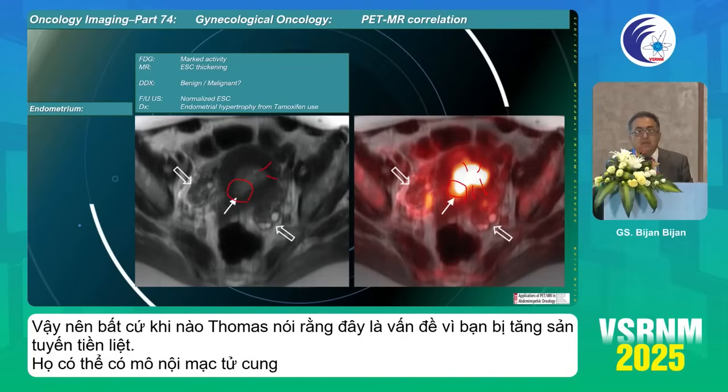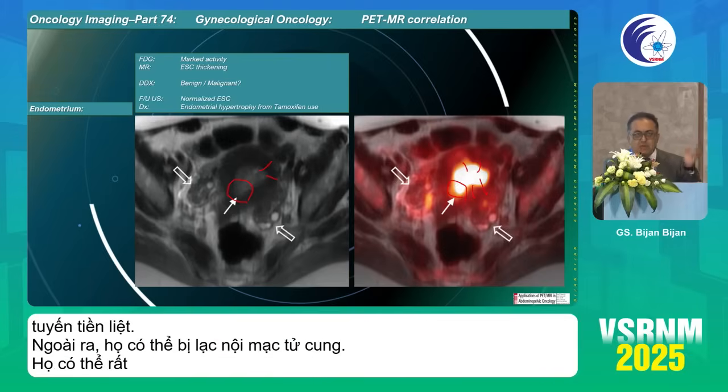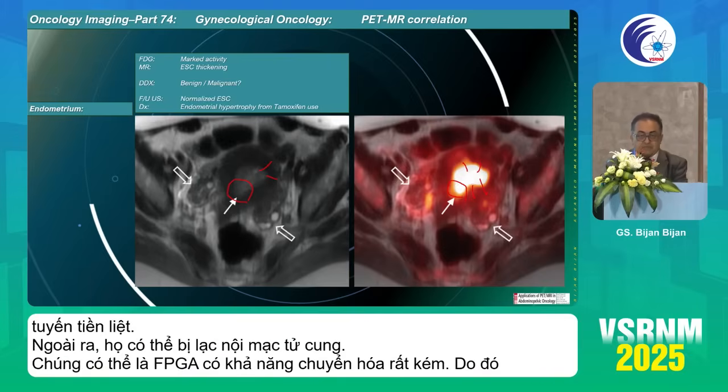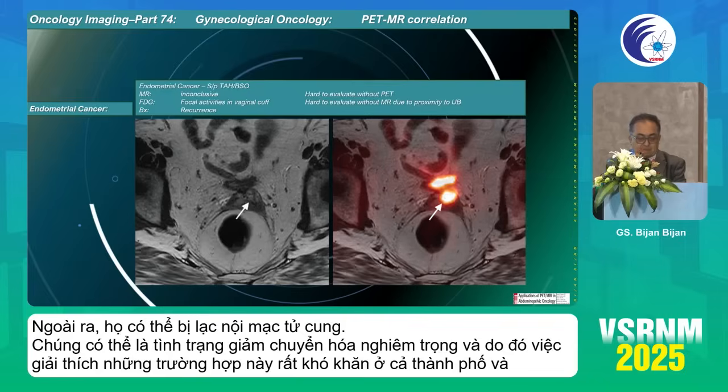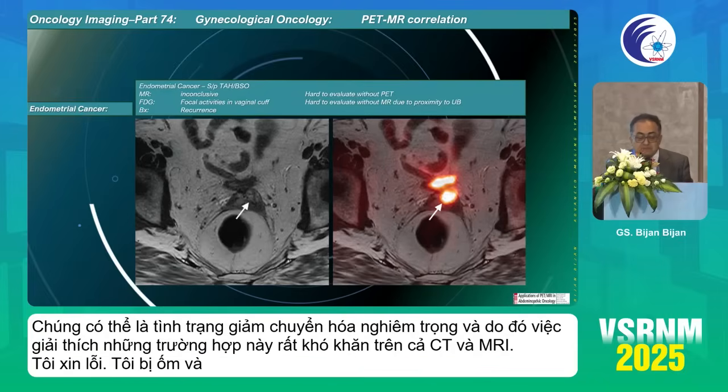On top of that, they can be very hypermetabolic on FDG. Therefore, interpretation of these cases is difficult on both PET and MR. Take a look at this case.